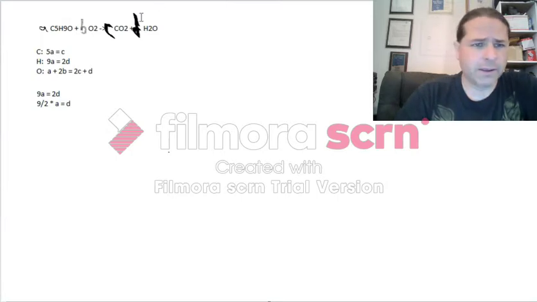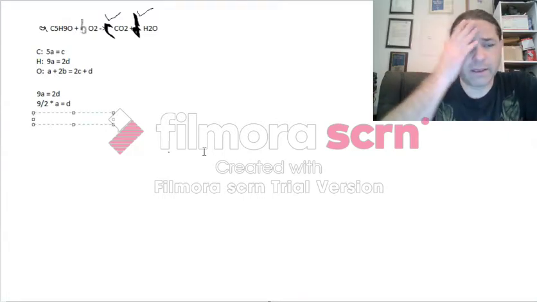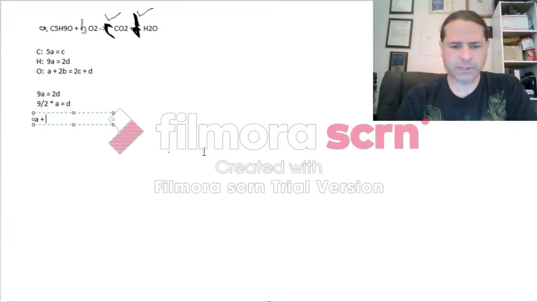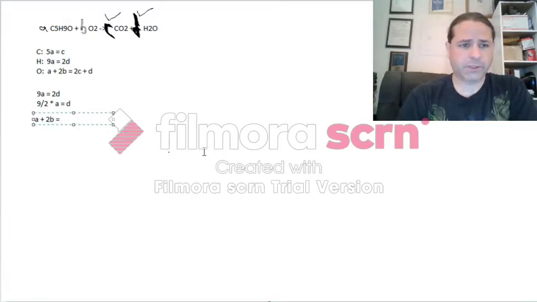So at this point, I've converted this one to A. So now I just got to get rid of this B. So also look at this and say that bottom equation there for the oxygen, we've got A plus 2B equals 2C, which we know is just 5A, plus D, which we know is just 9/2 A.